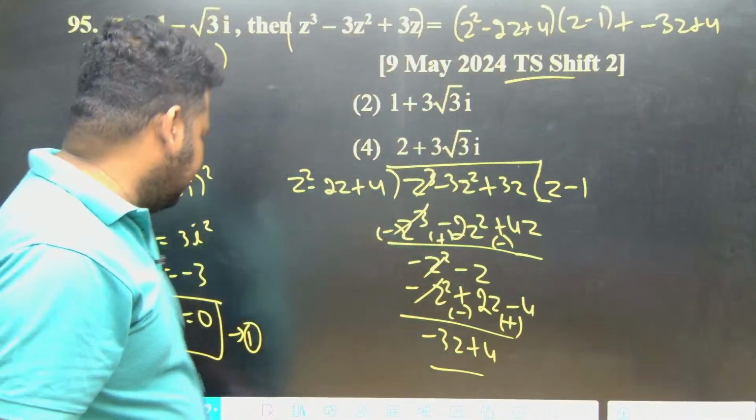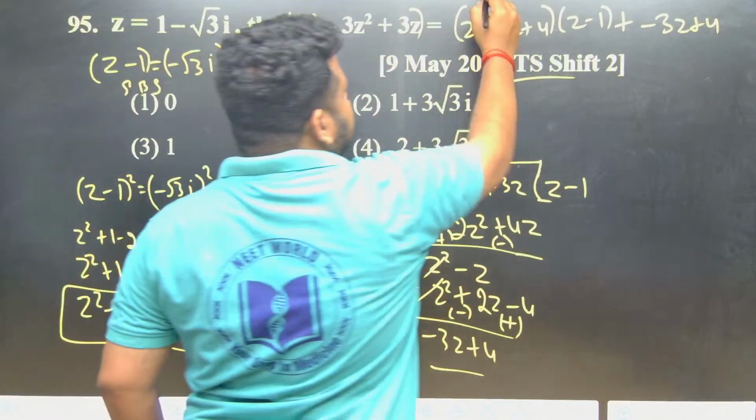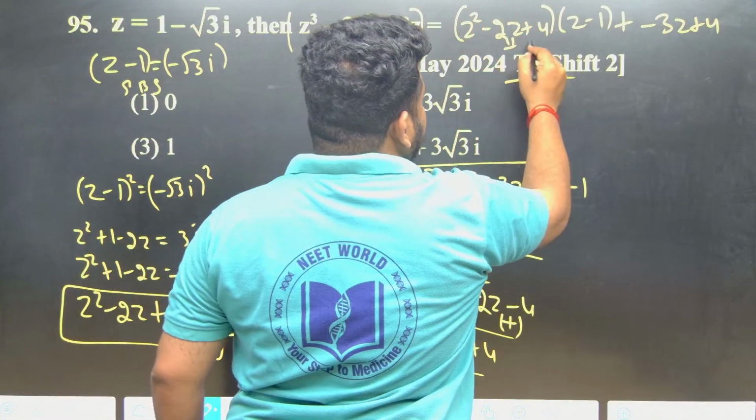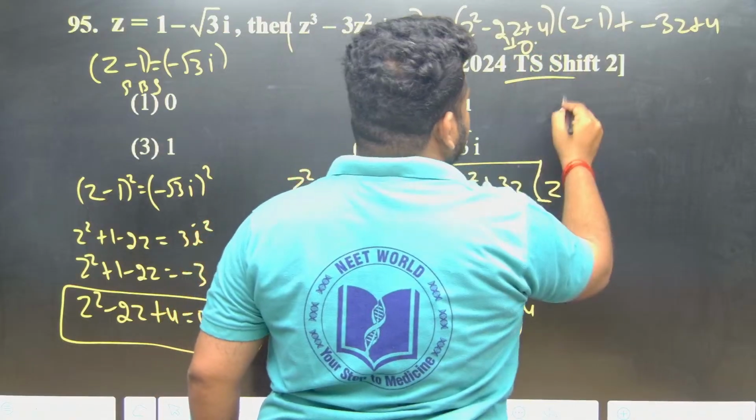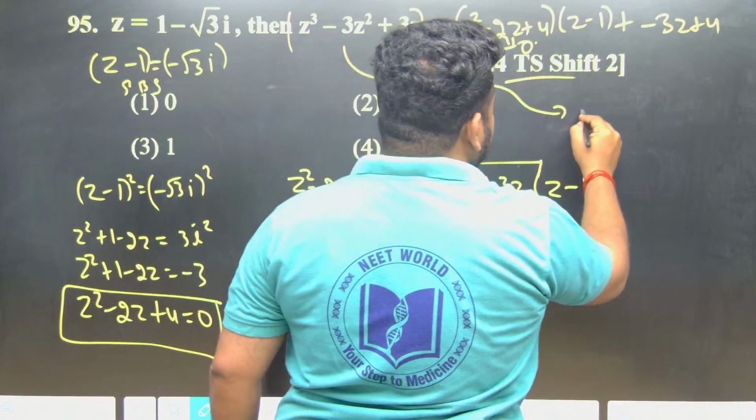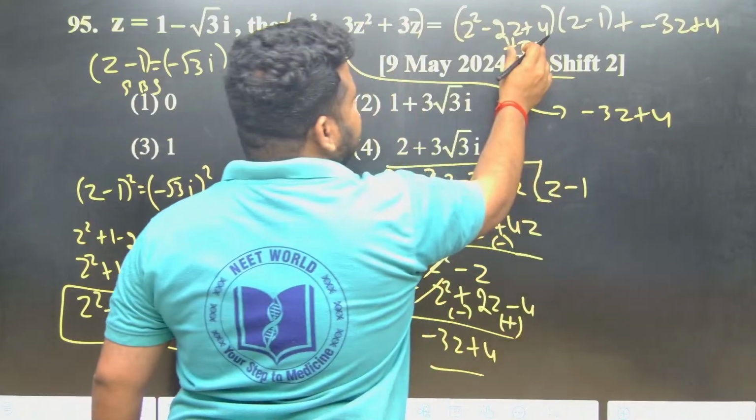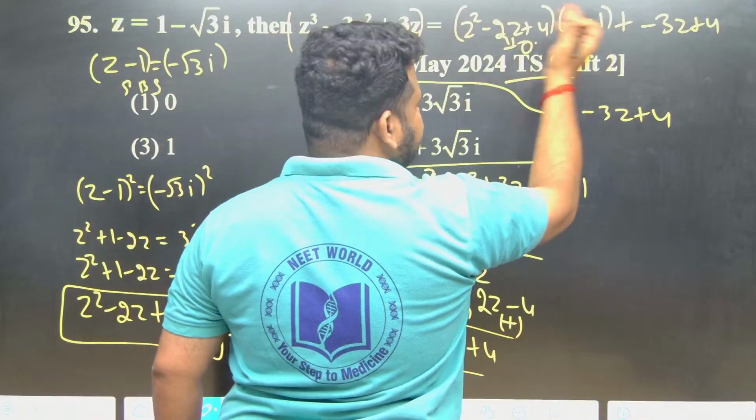Now, observe carefully. From equation 1, this value is equal to 0. So, 0 into this is 0 itself. Only the remainder will remain, that is minus 3z plus 4. Why? Because 0 into (z minus 1) will become 0 only.